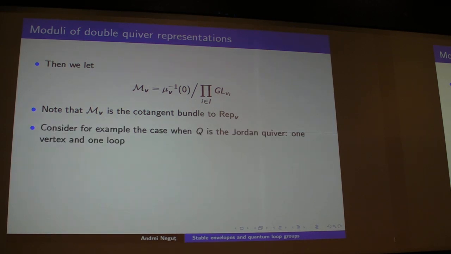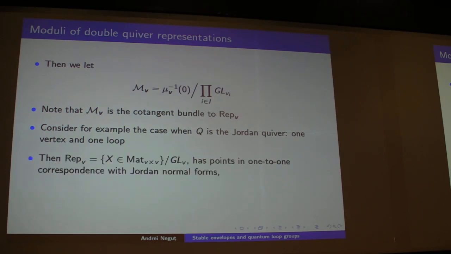Well, here's an example. The most interesting basic example in my book is the case when Q is the Jordan quiver. The Jordan quiver, by definition, has a single vertex, and at that vertex, it has a single loop. So one vertex, one edge, but it just so happens that the edge points from the vertex to itself, so it's a loop. In this case, if you parse through the definition, a point in Rep_V is none other than a V by V matrix, but considered up to conjugation. So points of Rep_V are square matrices modulo conjugation, and this is in one-to-one correspondence with Jordan normal forms. So pointwise, giving a matrix modulo conjugation is the same thing as giving a collection of Jordan blocks, and this is a theorem on Jordan normal forms.